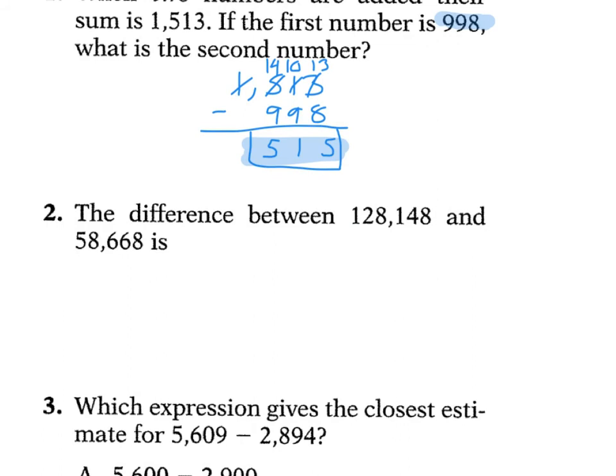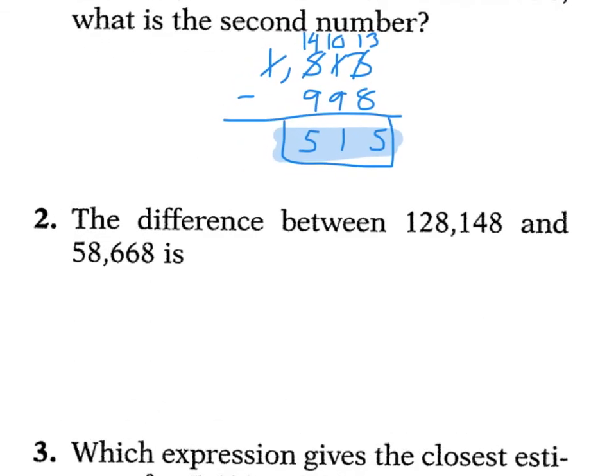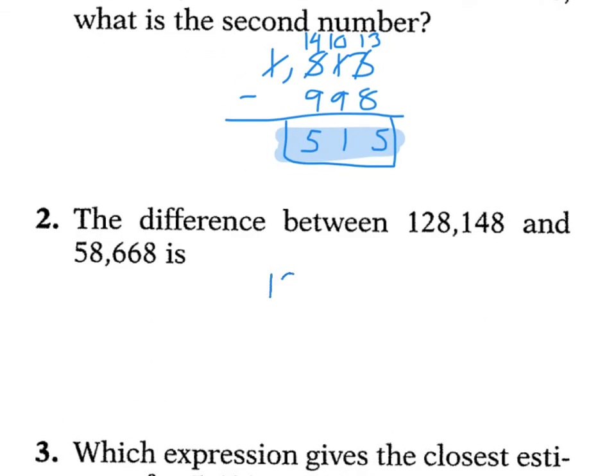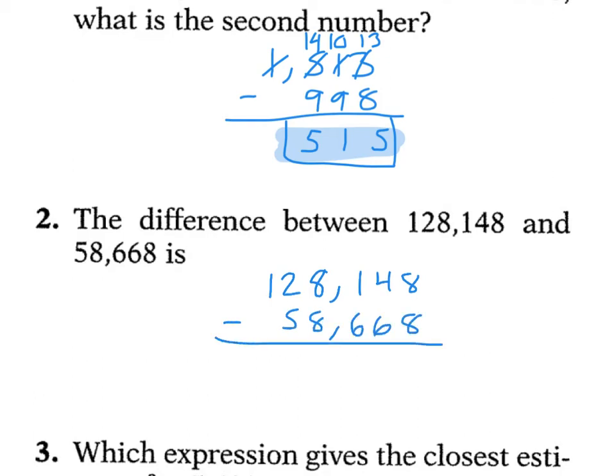Number 2, the difference between 128,148 and 58,668 is, so to find the difference we need to subtract. So we have 128,148 minus 58,668.